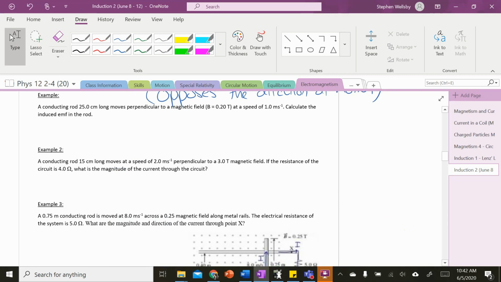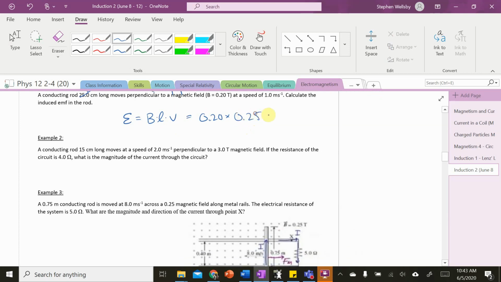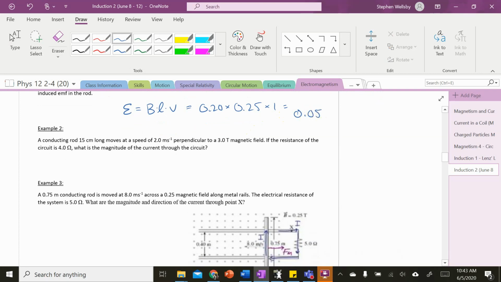Okay, well, hopefully you had a chance to try these ones out. So let's take a look at this question here. A 25 centimeter rod, or I'm going to change that to 0.25 meter long rod, is moving perpendicular to magnetic field. This is the field strength. That's the speed. So this is a straightforward one. EMF, epsilon equals B times L times V. This is going to be 0.20 times 0.25 times 1. That's going to be 0.05. So that's going to be the voltage that's produced, 0.05, or actually 0.05, zero sig figs there.